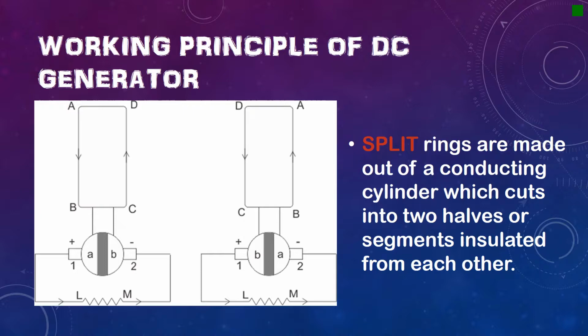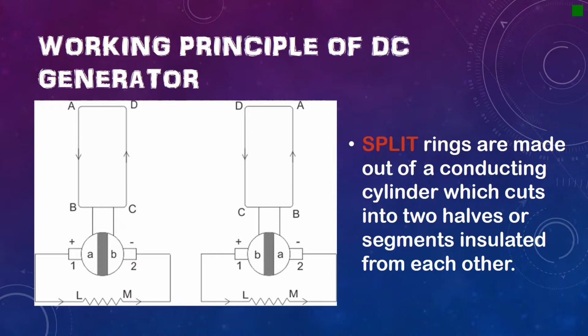It is seen that in the first half of the revolution, current flows along ABLMCD. For example, brush number 1 is in contact with segment A. In the next half revolution, the direction of the induced current in the coil is reversed, but at the same time, the positions of segments A and B are also reversed, which results in brush number 1 coming into touch with segment B.